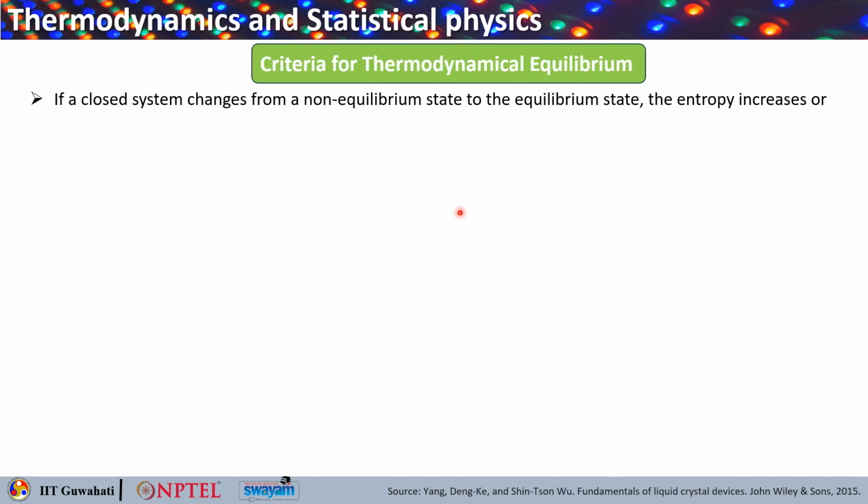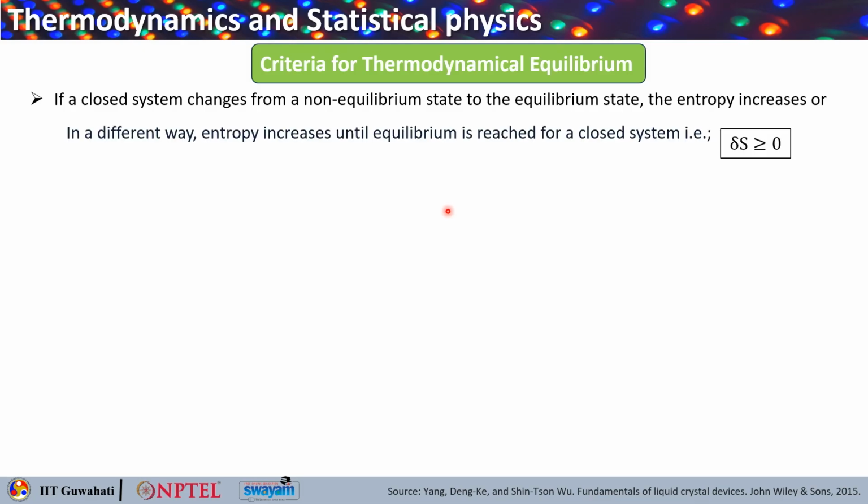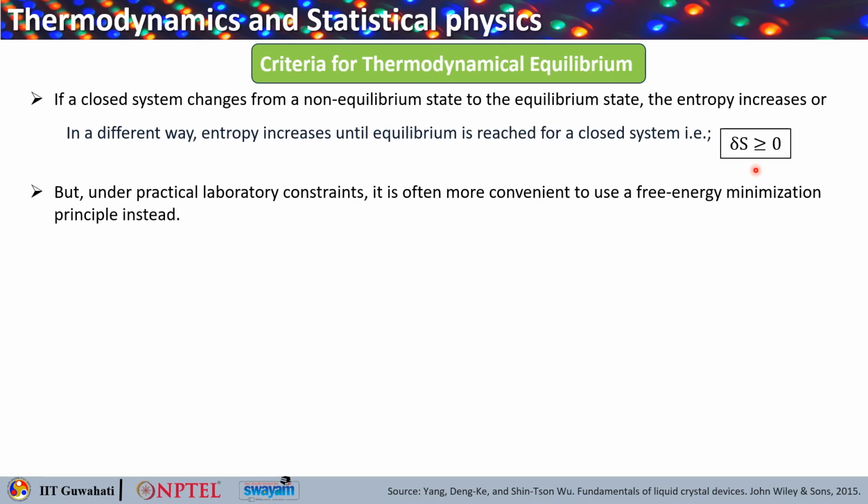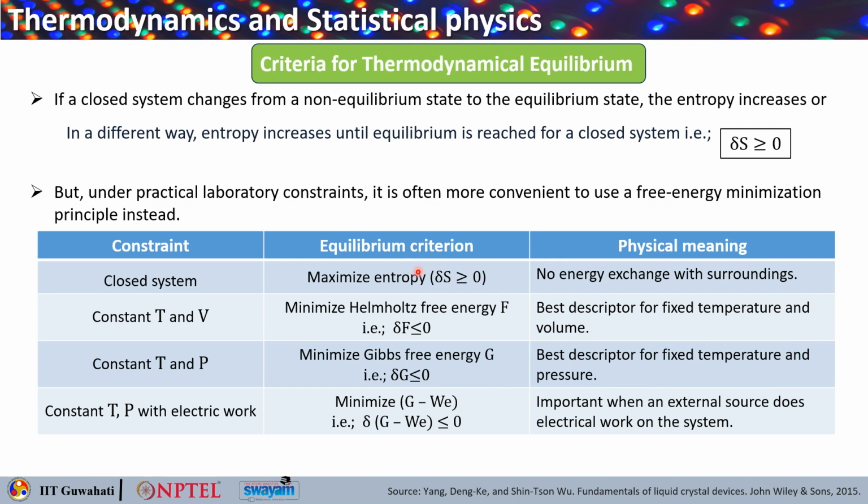Yeah. So, what is the criteria for thermodynamic equilibrium? If a closed system changes from a non-equilibrium state to the equilibrium state, the entropy basically increases, or in a different way you can say that the entropy increases until equilibrium is reached for a closed system. That means you want dS to be greater than or equal to 0. But under practical laboratory constraints, it is more convenient to use the free energy minimization principle. So, that is easier.